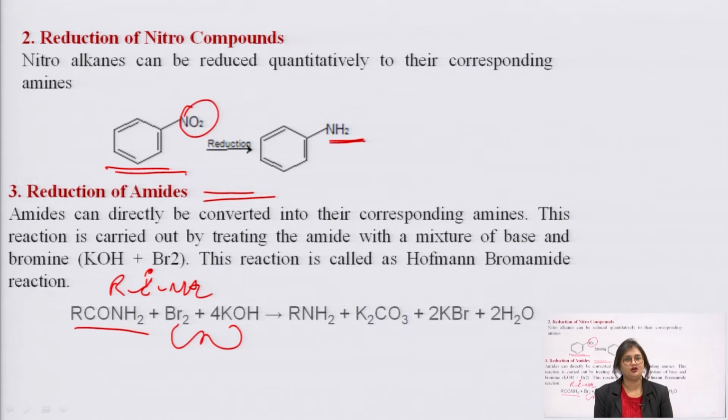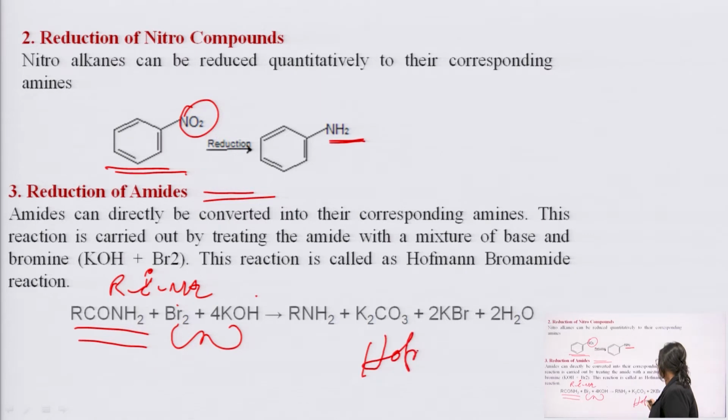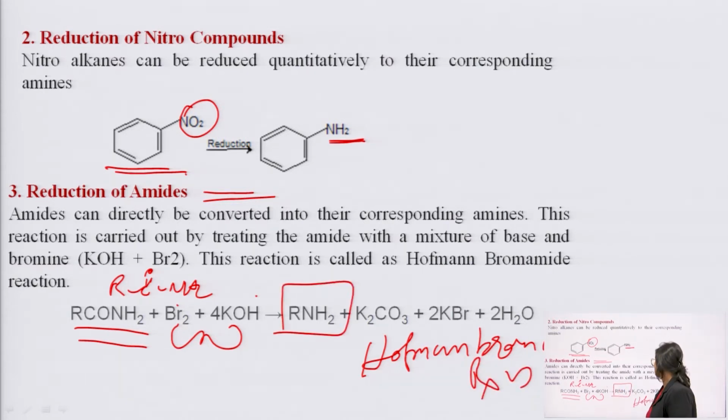This reaction is also called the Hofmann-bromamide reaction, a reaction between an amide and a base mixed with bromine, wherein a primary amine is produced with the release of potassium carbonate, potassium bromide and water. Okay. So, this was the reduction of amides.